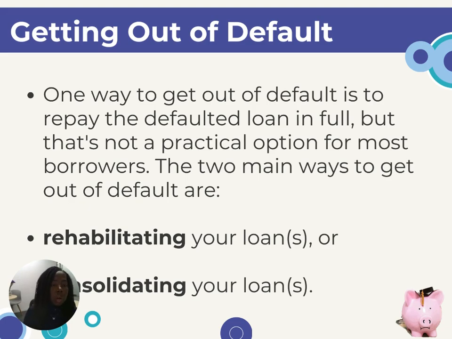Okay, so now let's talk about your options for getting the loan out of default. So, one way to get out of default is to repay the defaulted loan in full, but that's not a practical option for most borrowers because if you were able to do that, you probably would not have defaulted in the first place. So, the two main realistic ways to get out of default are rehabilitating your loan or consolidating your loan.